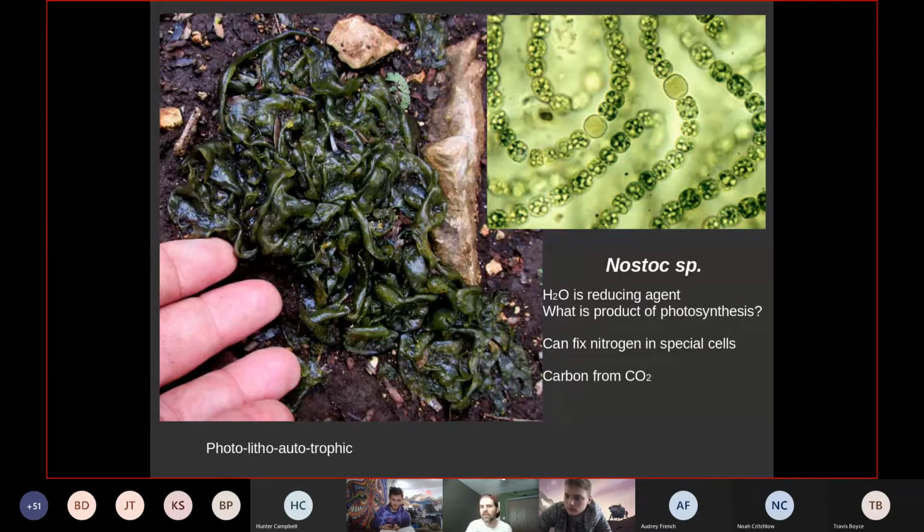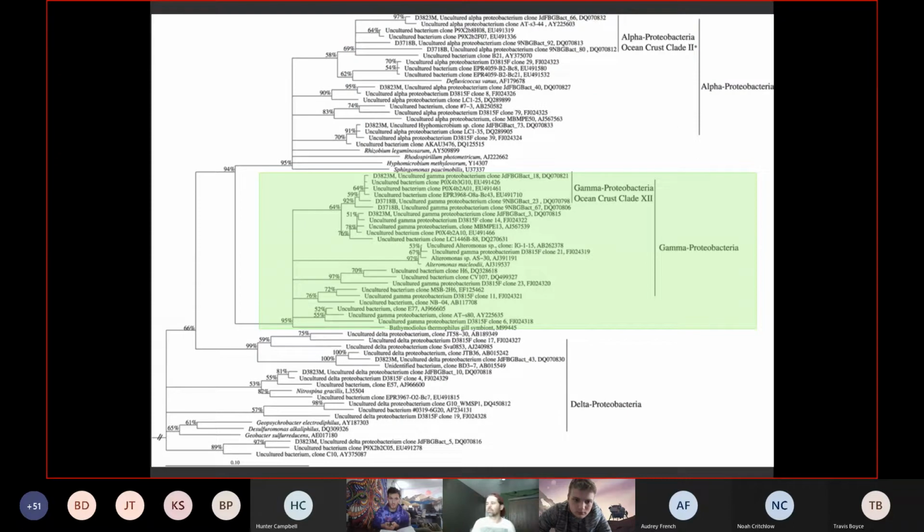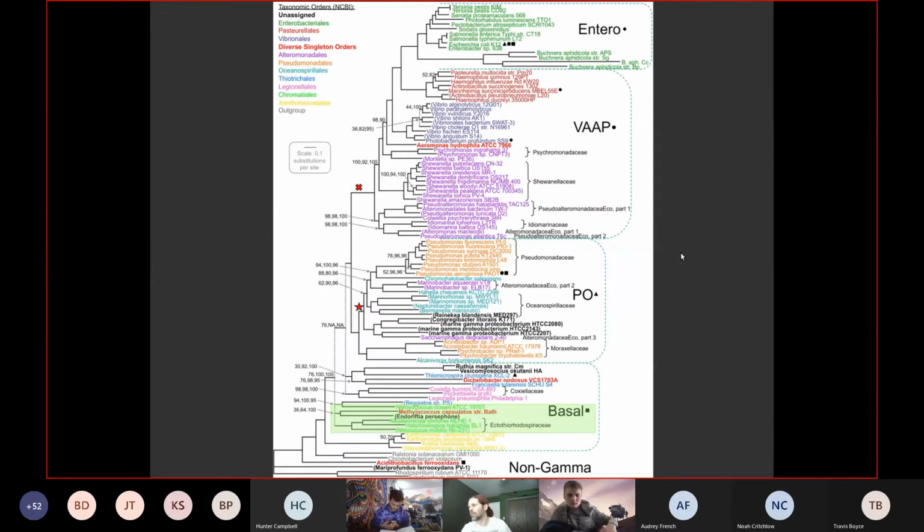All right, so that's Nostoc. And let's just zoom over, get to meet another one here. Proteobacteria. This is a giant group of bacteria. Here's a tree of the different proteobacteria groups. Alpha, gamma, and delta are the big ones. We're going to look at gamma proteobacteria. So if I zoom in on that monophyletic group, it expands, and we have all these different named and described species in here.